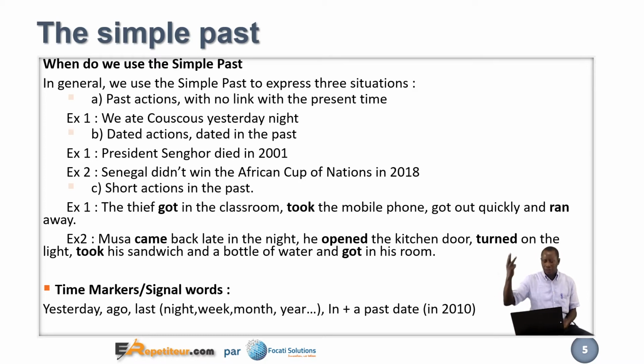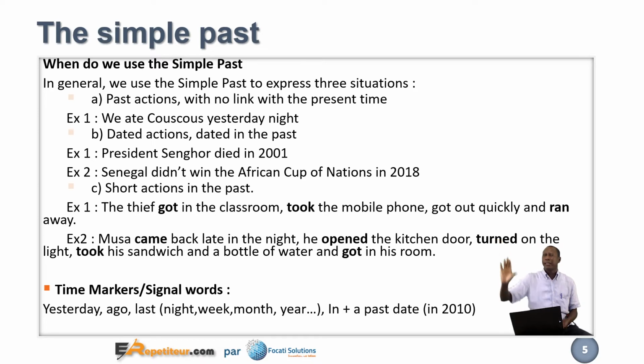The third situation is short actions in the past. Example, the chief got in the room, took the mobile phone, got out quickly and ran away. Please bear in mind the P of past actions, the D of dated actions, and the S of short actions. That is PDS. Whenever you think of the simple past, think of PDS.